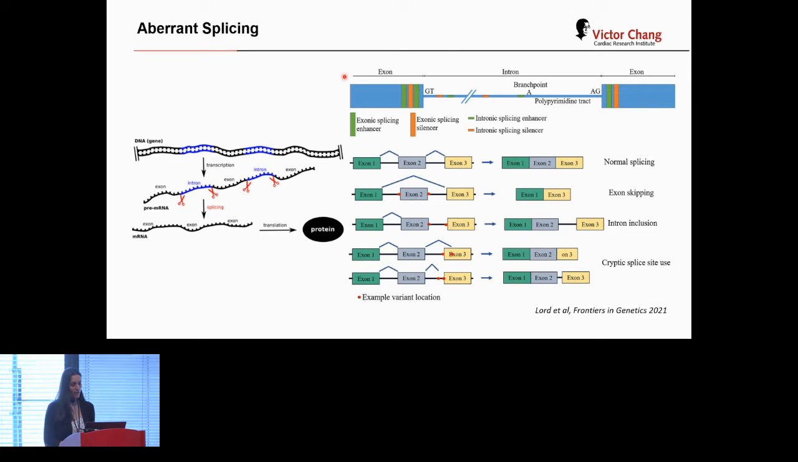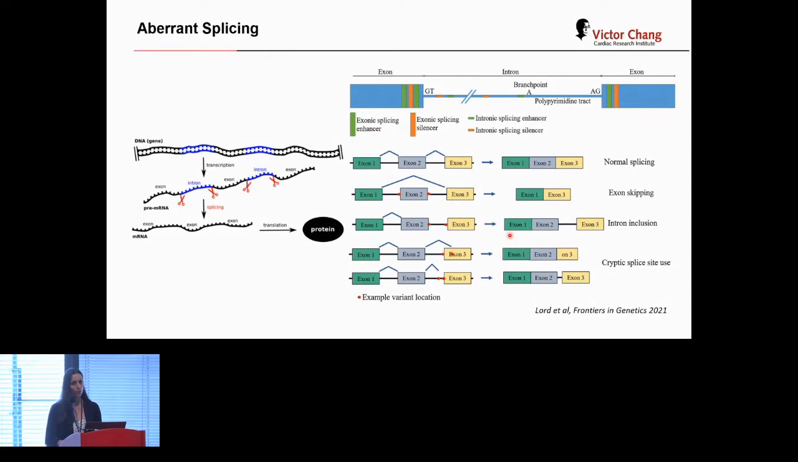When there are genetic variants within the region, that can lead to aberrant splicing, because you can have exon skipping, intron inclusion, cryptic splice site use, and that can affect the resulting protein and potentially lead to a genetic disease. So it is important to be able to identify these variants to increase our genetic diagnosis.